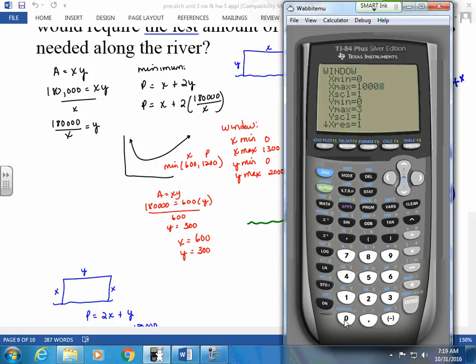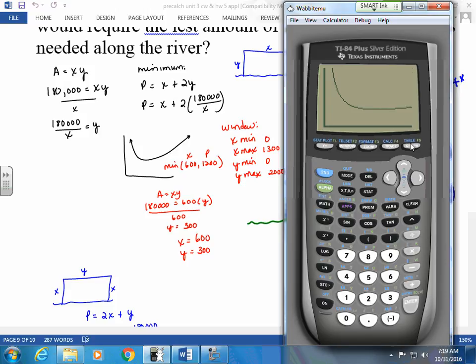Your y max, if you're doing perimeter, is it going to be more than your area or less than your area? A lot less, right? So even if I figured my sides were 1,000, maybe my max is 4,000. I'm just saying. Obviously, it's a little different than this, but will this give me a graph? Yeah, this will give me a graph.